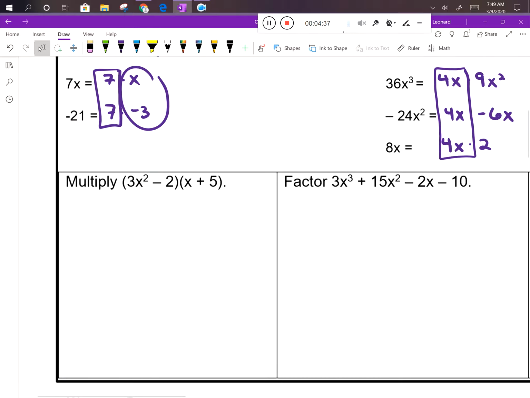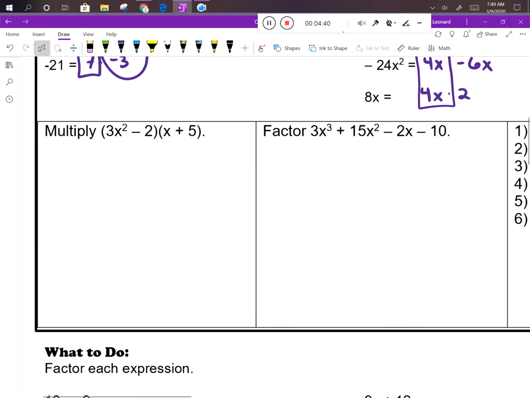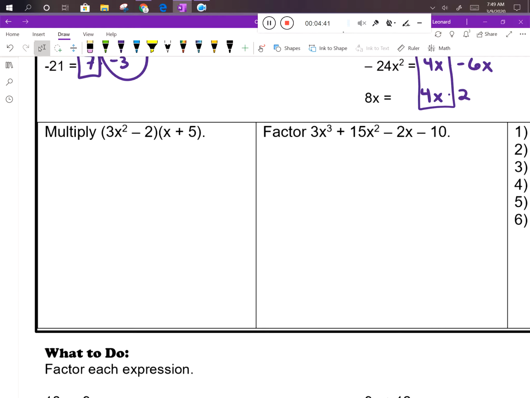Okay, we're going to take a look at one more thing together. We're going to start with multiplying, and then we're going to look at factoring and how that's related. So let's write this out the way we've been practicing multiplication problems previously. We know that first we would have to take that 3x squared and distribute it to an x plus 5. And then we would have to take the minus 2 and distribute that to an x plus 5. So that's the first line that we write.